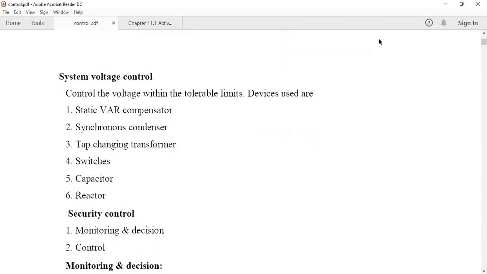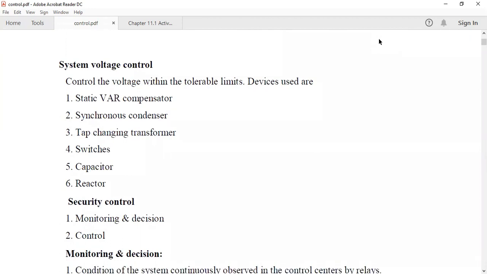Then system voltage control. In the system for voltage control, we have different devices and mechanisms by which we can control the reactive power of the system, and as a result the voltage will get controlled, and we can have the rated values of the voltage throughout the system. This can be achieved with the help of static VAR compensators, synchronous condensers, tap changing transformers, switches, capacitors, and reactors. With all these devices, we can regulate the voltage within tolerable limits or prescribed values.